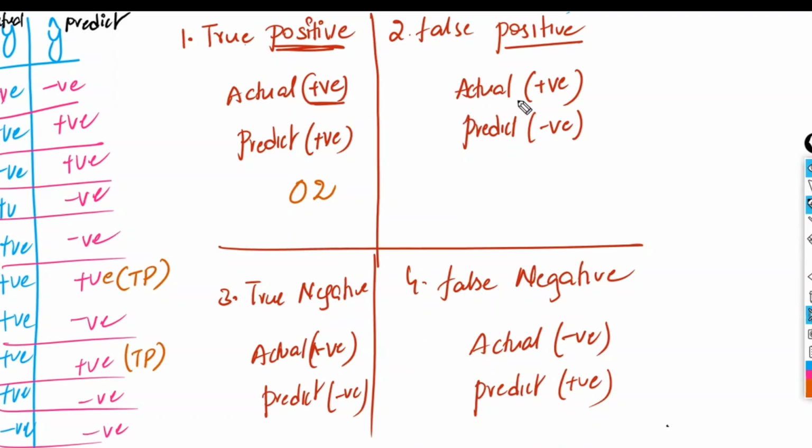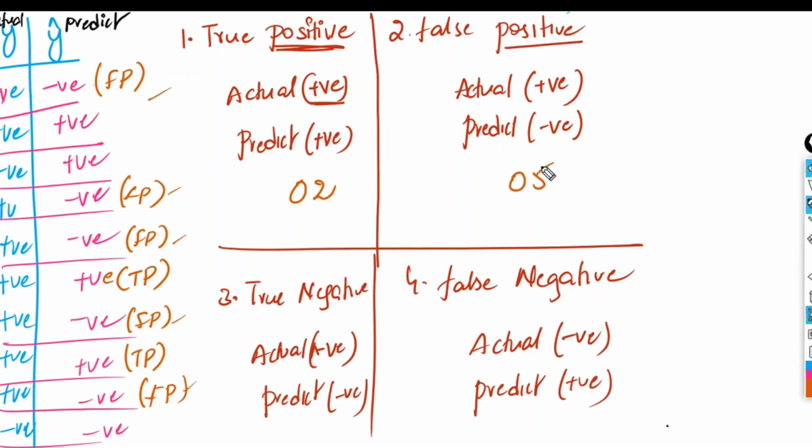Right? Now, actual positive, predicted negative. How many are there? This is false positive. This is false positive. This is false positive. This is false positive. This is false positive. So 1, 2, 3, 4, 5. Total, how many have you predicted as positive?